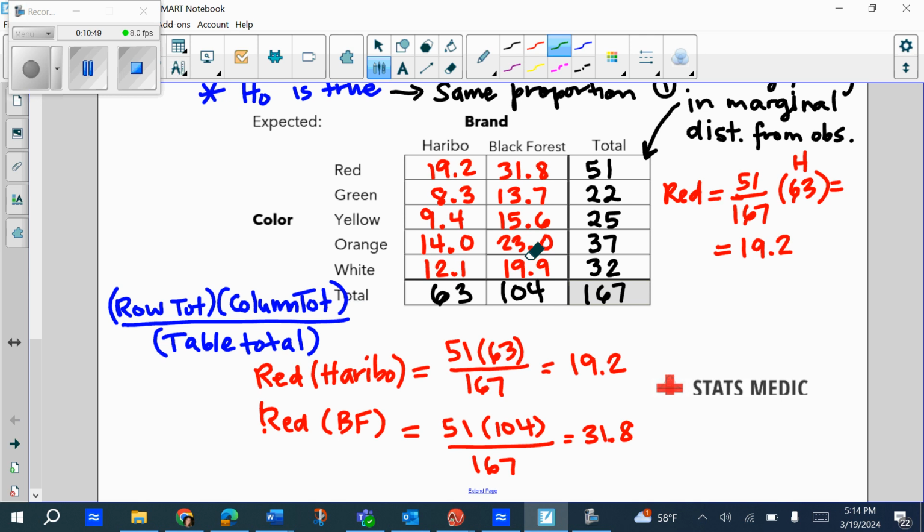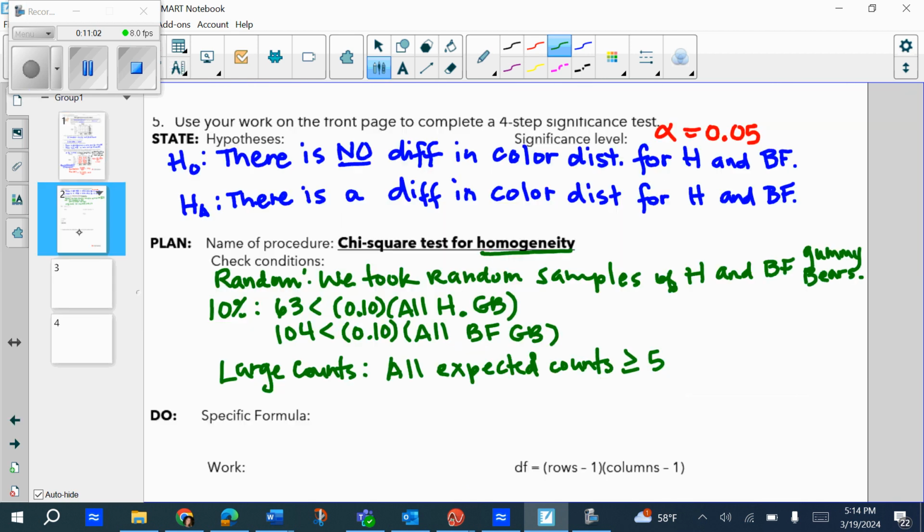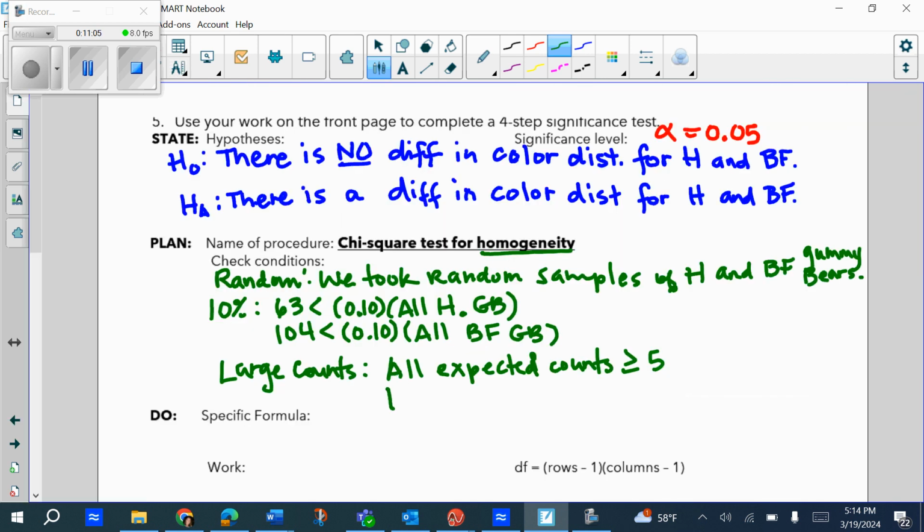Yes, they are. So what they want you to do then is identify the smallest, which is the 8.3. So that one gets identified and labeled on your conditions. So the lowest expected count is 8.3, which is greater than or equal to 5. So that's our check. So we have to state both of those.